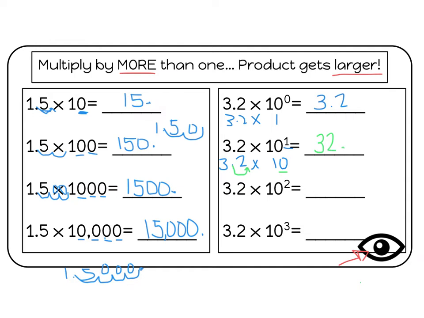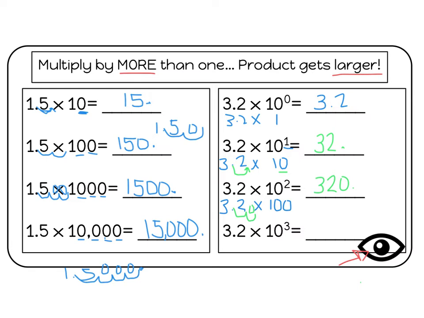In our next example, we have 10 to the power of 2, which would have 2 zeros, that's 100. So 3.2 times 100 would have us move our decimal 2 times, 1, 2, and fill in with a 0. So that would be 320. So we're doing the same thing that we did on the left. We're just seeing it as an exponent.